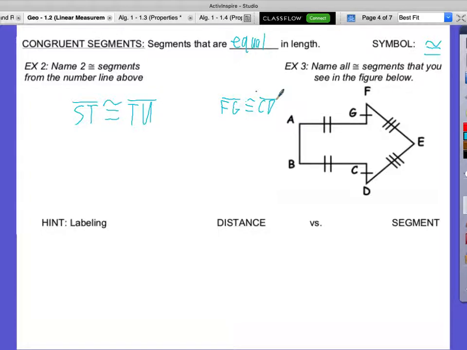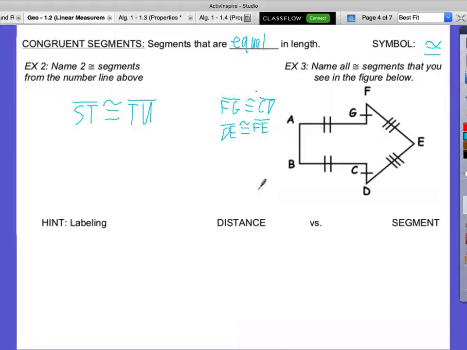Graydon. DE and FE. Okay, DE and FE. Why do you say that, Graydon? They both have 3 tick marks, okay? Now, do we think one with 3 tick marks is going to be congruent to one with 1 tick mark? No, they have to have the matching number of tick marks, okay? Could we have written FE is congruent to DE? Could we have switched the order? Yes, you can, okay?